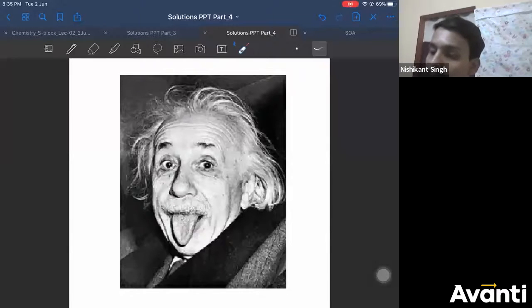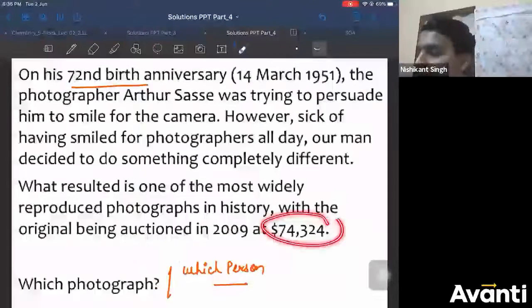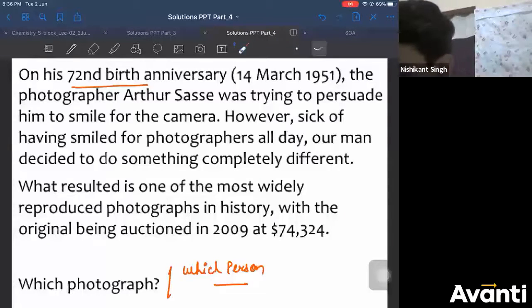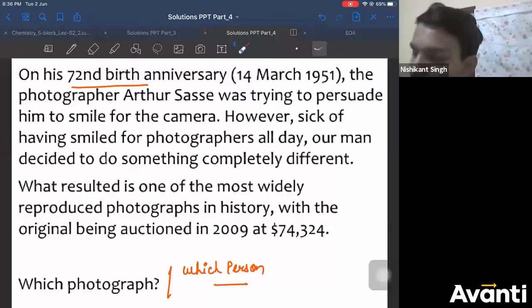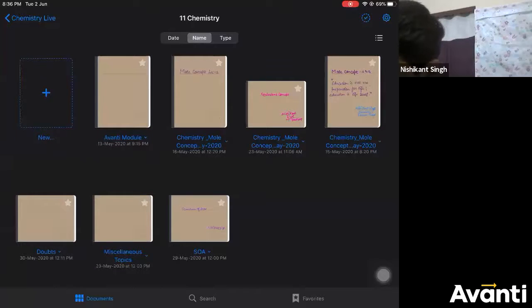Okay, and you should observe, if somebody is showing you tongue, that tongue itself is being sold for $74,324. Just for showing tongue, he got that much. Not he, the person who photographed it. All right. So I think I am done over here. I'll take one advanced problem and I'll end this. I have 2-3 problems, but I'll take one today.